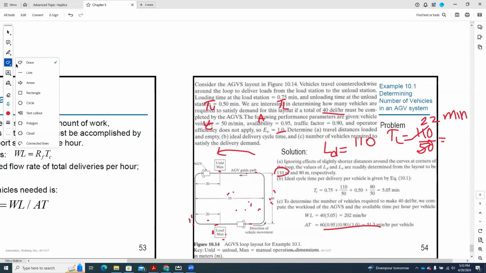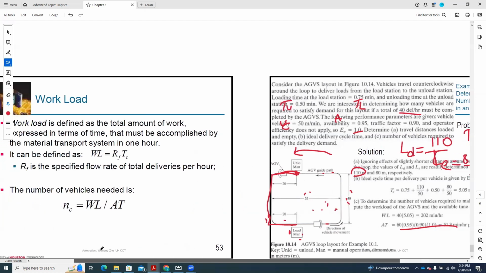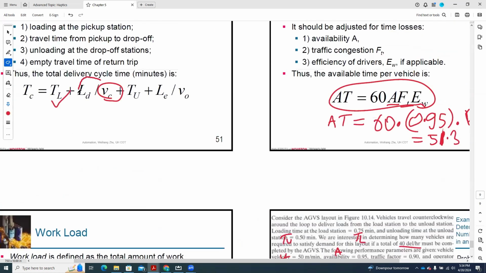We know that from here to here is 20. This is 20, this is 40, and this is 20. So the total is 80. So the empty distance is 80 and the speed is once again 50. So the time empty is 80 divided by 50, which is equal to 1.6 minutes.